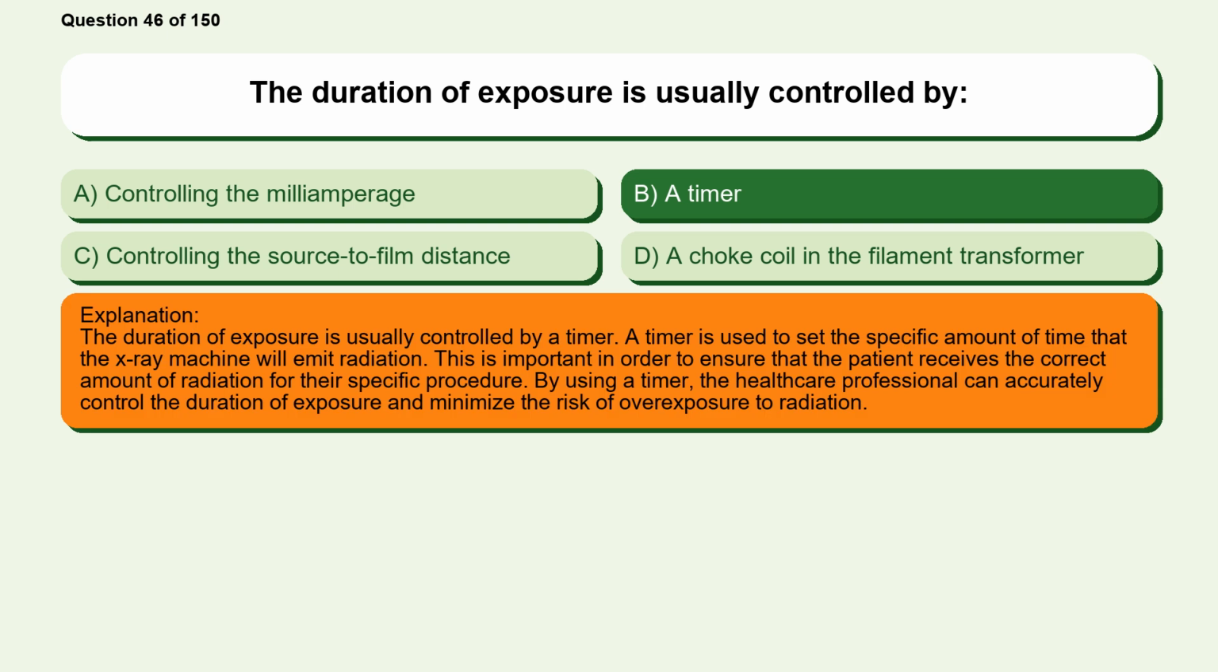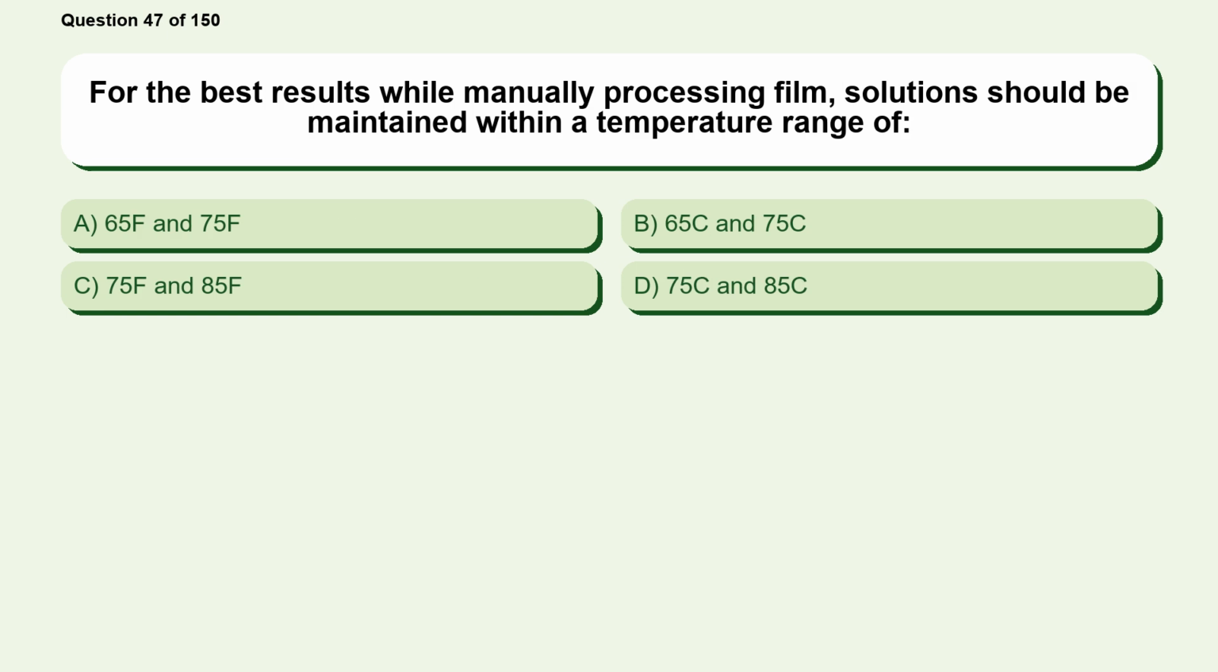The duration of exposure is usually controlled by a timer. A timer is used to set the specific amount of time that the X-ray machine will emit radiation. This is important in order to ensure that the patient receives the correct amount of radiation for their specific procedure. By using a timer, the healthcare professional can accurately control the duration of exposure and minimize the risk of overexposure to radiation.